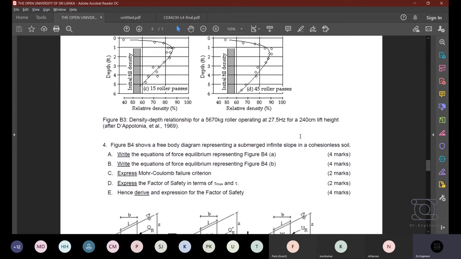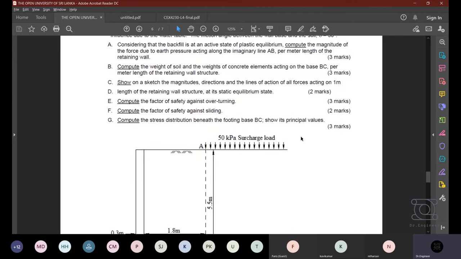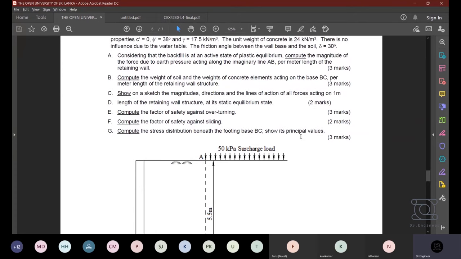And after that, I did the retaining wall, right? So retaining wall is much easier, right? So anyone who wants me to do the retaining wall part? Retaining wall, okay. Anyone else who needs the retaining wall one?